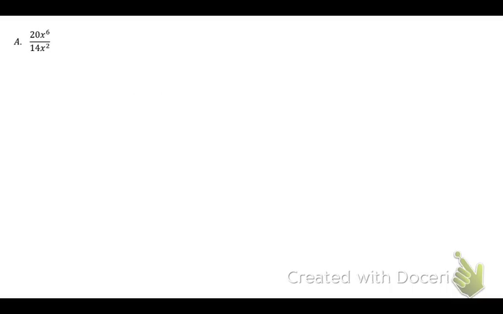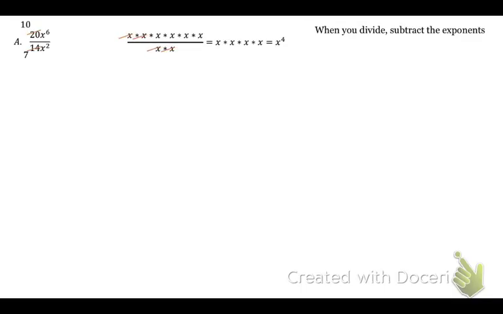So let's look at this one. We have 20x to the 6th over 14x squared, and we just need to simplify this. So we have to think, what number goes into 20 and 14? Well, 2 does. 2 goes into 20 10 times. 2 goes into 14 7 times. Then we have to simplify our x's. If we have 6 x's on top, 2 on bottom, 2 of those will cancel, and I'm left with 4 x's, which is x to the 4th. So when you divide, you subtract the exponents. So this is going to be 10x to the 4th over 7. Okay, because that x squared canceled in the bottom.